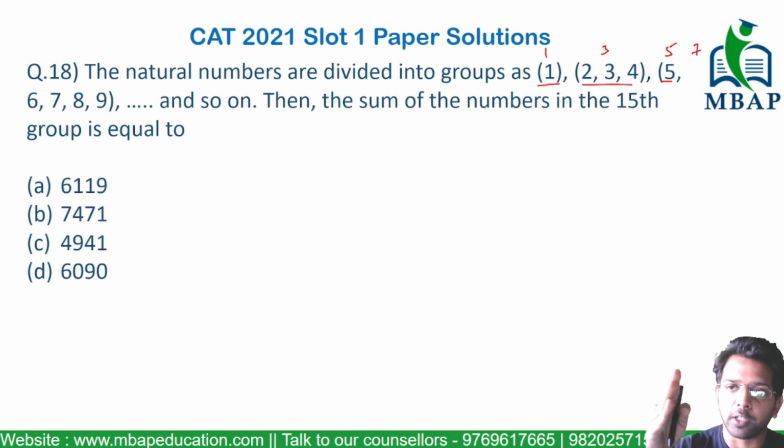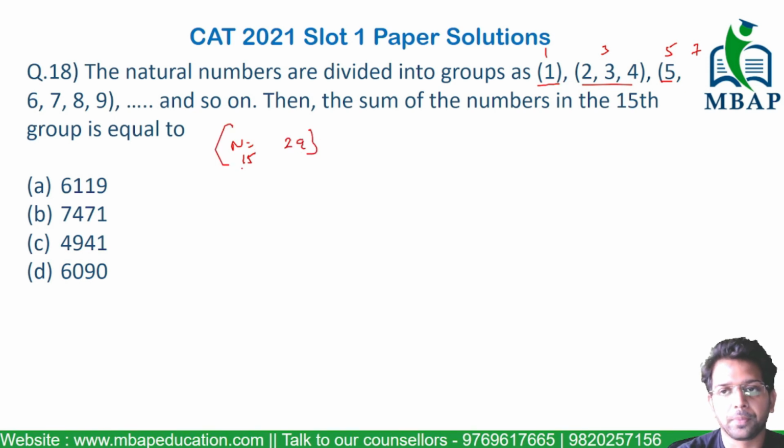So the number of terms in the 15th group will be 14 into 2, which is 28, plus the number of terms in the first group, which is 29. So the number of terms in the 15th group will basically be 29. Now the question is, find the terms in the group.